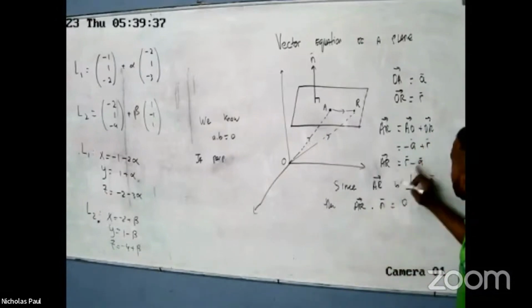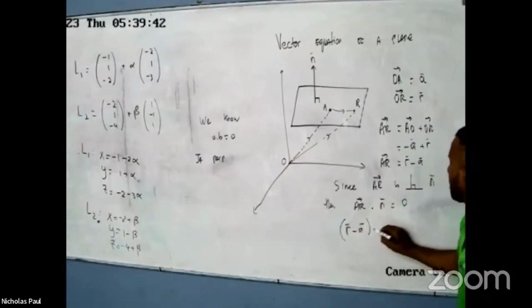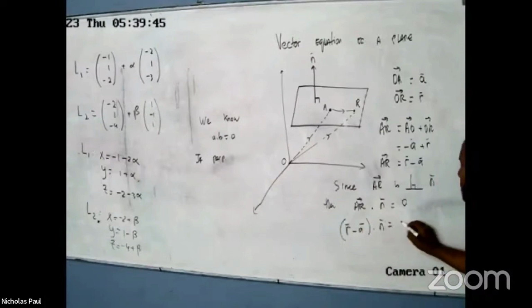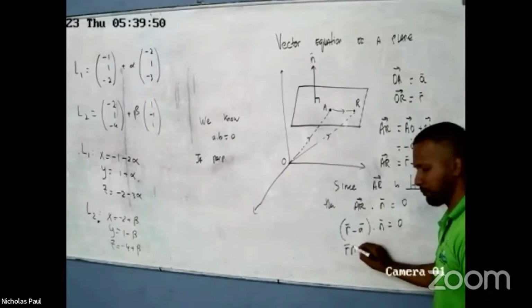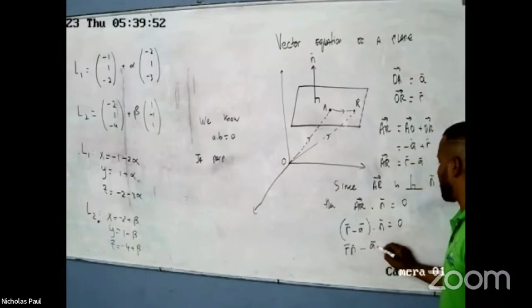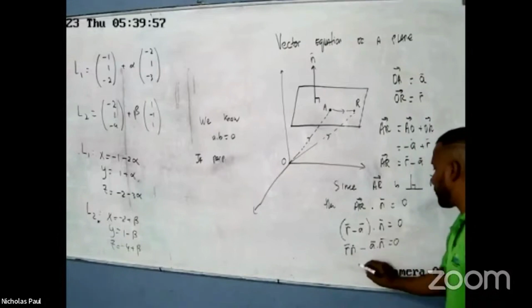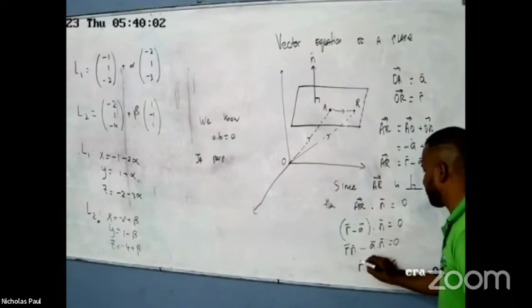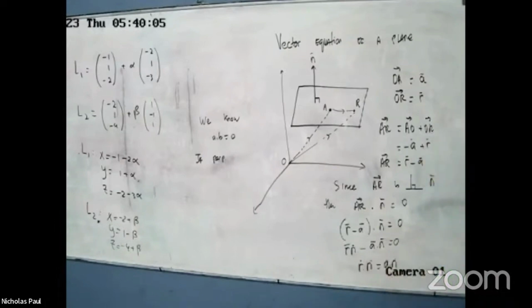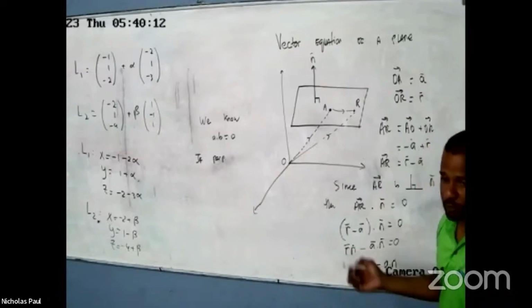So AR is this, and N is that. When you multiply it out, what you'll get? You'll get R dot N minus A dot N is 0. Or more formally, R dot N is equal to A dot N. That is your vector equation of the plane. Of course, we'll know N, we'll know A, and R is any random point.